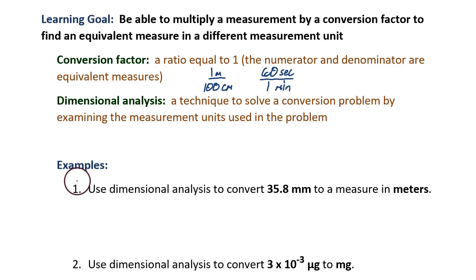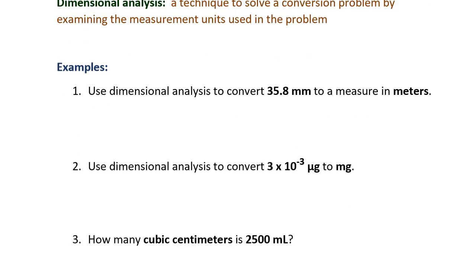The next vocabulary word is dimensional analysis. This is a technique to solve a conversion problem by examining the measurement units used in the problem. Let's do some example problems to see dimensional analysis. Problem number 1. Use dimensional analysis to convert 35.8 millimeters into a measure that's in meters.